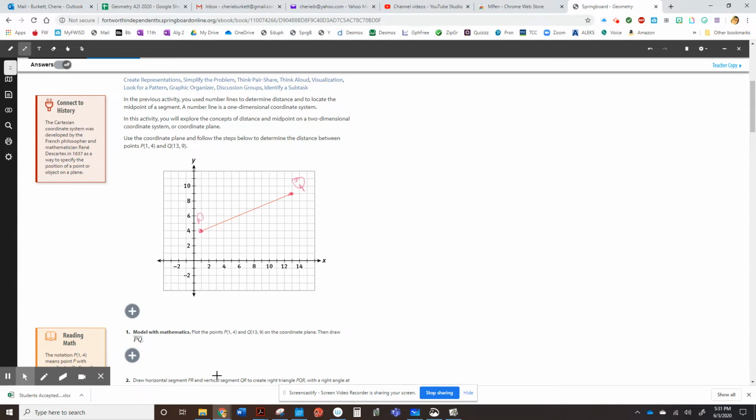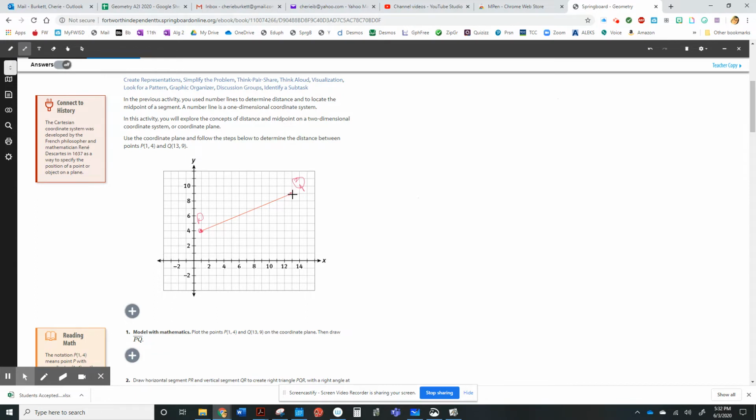So it says, and a vertical segment QR. So they want me to go up and down for Q. So if I go up or down to locate R from Q, and I have to go left and right to locate R from P. Now, R is only 1 point. So if I have to go left and right and up and down, I'm thinking that R needs to be somewhere right about here.